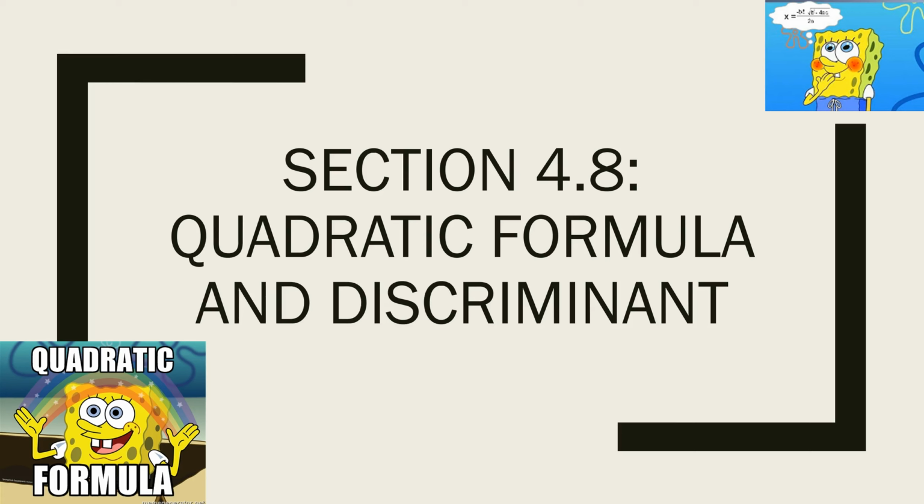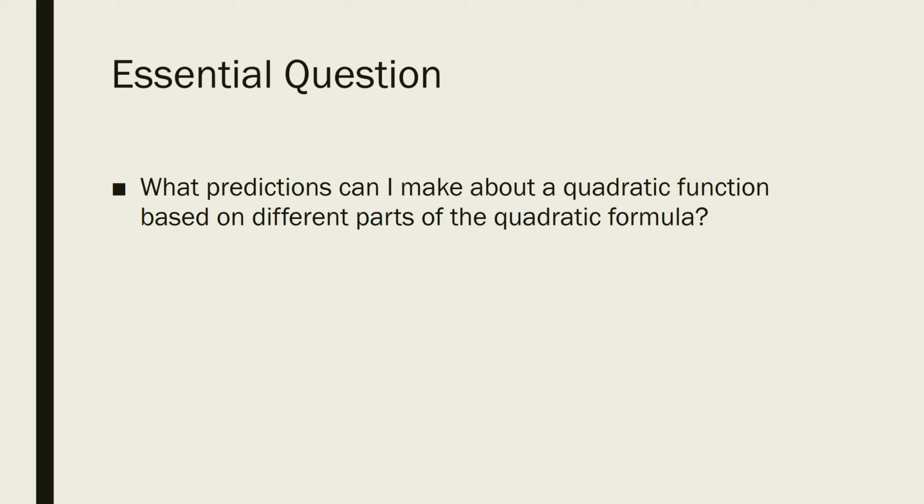Congratulations, students. You've made it to the very last section of the quadratics chapter. We're going to be learning about the quadratic formula and the discriminant. So, the essential question: what predictions can I make about a quadratic function, its graph in particular, based on different parts of the quadratic formula?